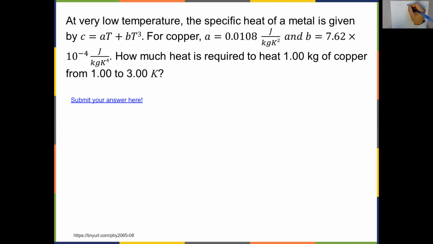And then you're looking for Q. It gives you the range of temperature from 1 Kelvin to 3 Kelvin, so you'll be doing integration, okay? You'll be integrating from T equal to 1.00 Kelvin to 3.00 Kelvin to get that Q, okay? So Q is equal to the integration of dQ, and that's equal to the integration from 1 Kelvin to 3 Kelvin of CM times dT, okay? M is given as 1 kilogram, and C is given in the formula there with the two parameters given.